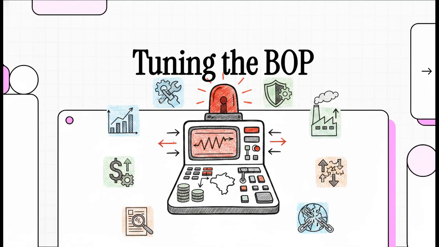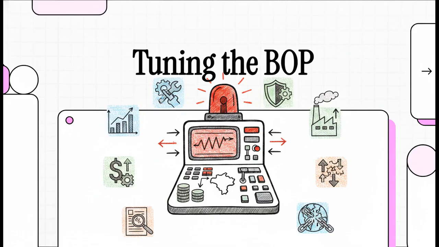All right, let's dive right into this explainer. Imagine for a second you're stepping into the shoes of a senior central banker sitting right in front of a massive, complex economic control panel. Suddenly, a red light starts flashing. Your country's balance of payments, the BOP, is in a severe deficit. Money is literally pouring out faster than it's coming in. So how do you fix it?